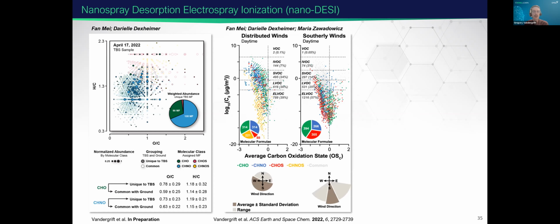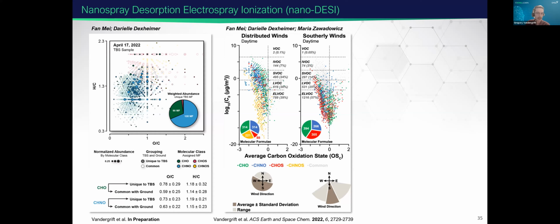This middle plot here, again, with Fan Mei, Dariel Dexheimer, and Maria Sawa-Wadaj, we looked at how wind direction can affect the molecular composition. So on the left, we have fairly uniform winds, whereas on the right-hand side, that sample was very southerly focused, collected from the Southern Great Plains in Oklahoma.